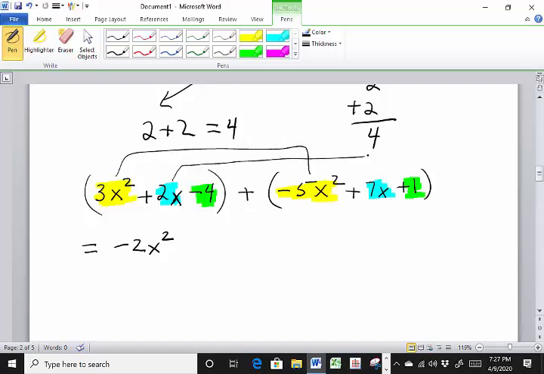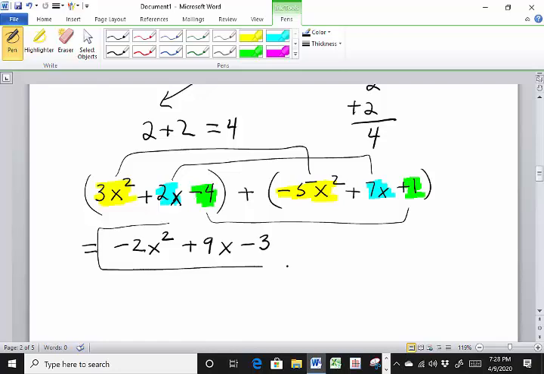Now let's go ahead and add these two. So 2x added to 7x. Well, 2 plus 7 is 9. And then we have our variable x. Okay, then finally we'll add the constants, these right here. Negative 4 added to 1 is negative 3. So you can just put subtract 3. And this is our result.